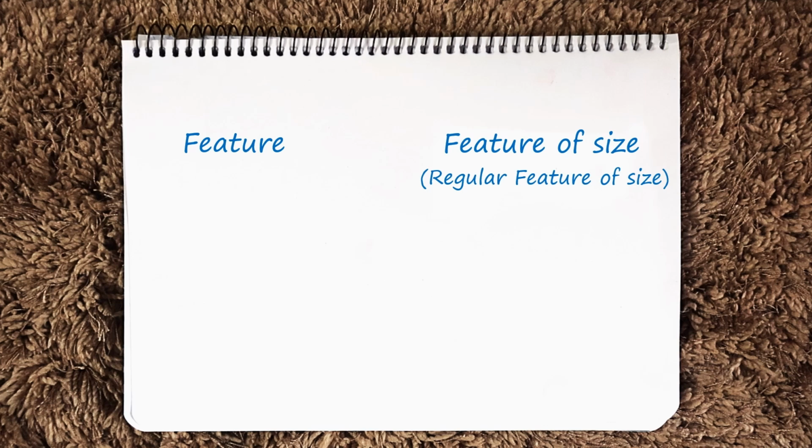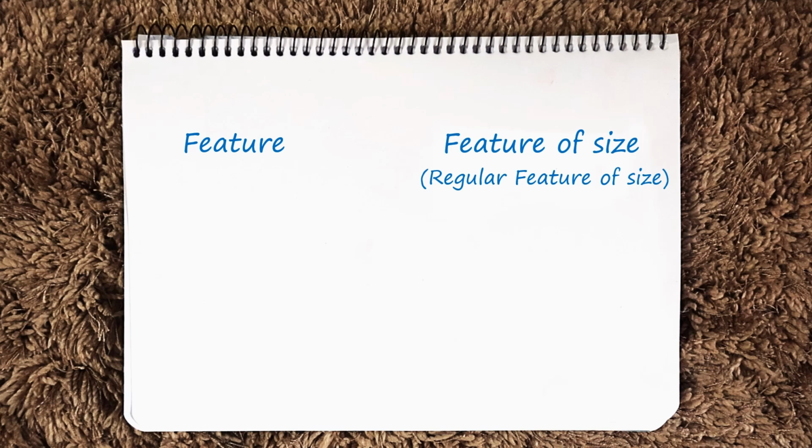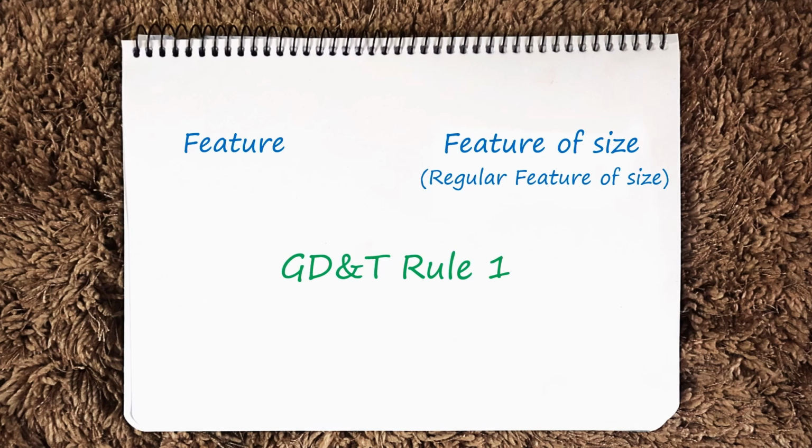So if we want to learn GD&T from completely basic, means from completely zero, at the very first we have to understand two things. One is feature and second is feature of size. Most importantly, regular feature of size. Because without understanding of feature of size, and also without knowing the difference between feature and feature of size, we cannot understand the GD&T first rule, GD&T Rule 1.